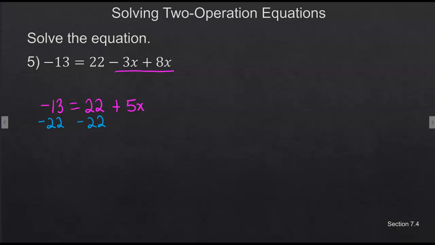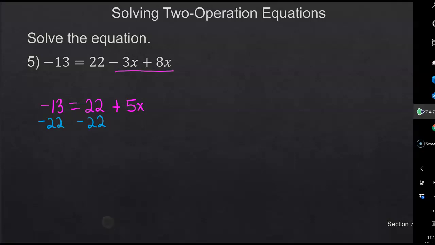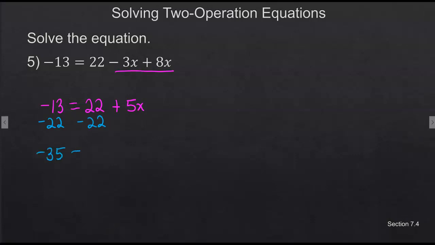We're not solving until we've got everything simplified that we possibly can. If I add these two negative numbers, I get negative 35 equals 5x. So now I've got my variable term by itself, but now I have to get the x by itself. I divide both sides by 5, and x is negative 7.